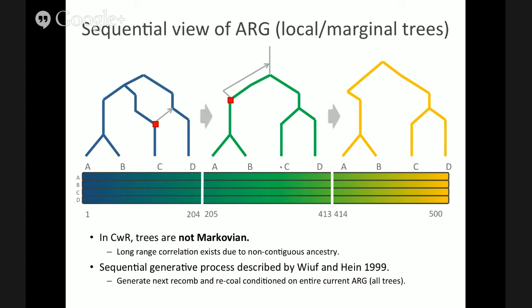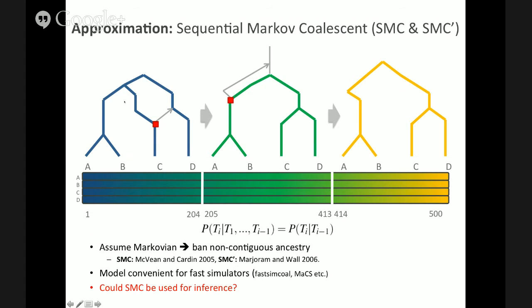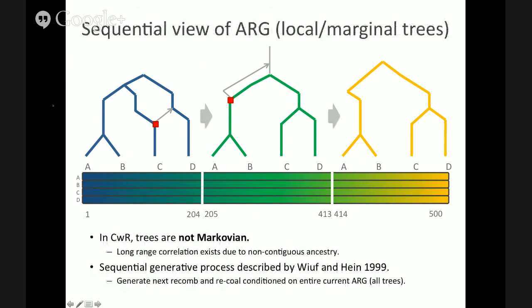So we need to be a little bit careful here. When we see these local trees changing by one SPR operation at a time, it seems to suggest that maybe these trees are Markovian. That is, the next tree is only dependent on the previous tree and is conditionally independent of any trees that come before it. But that's not strictly true. There's actually very long-range correlation, and that's due to that non-contiguous ancestry corner case that I described.